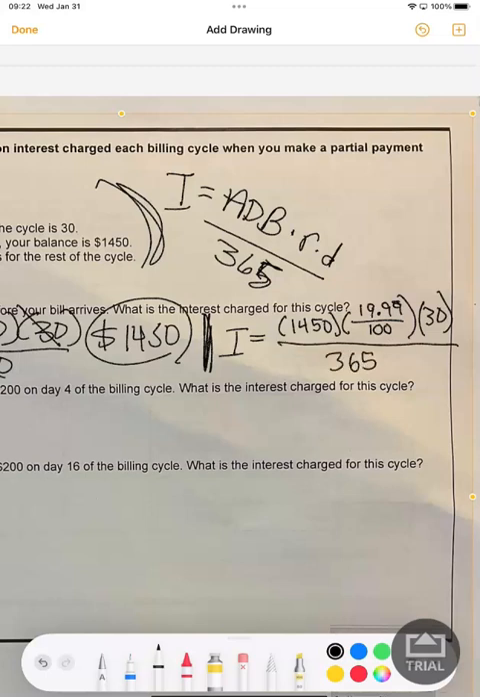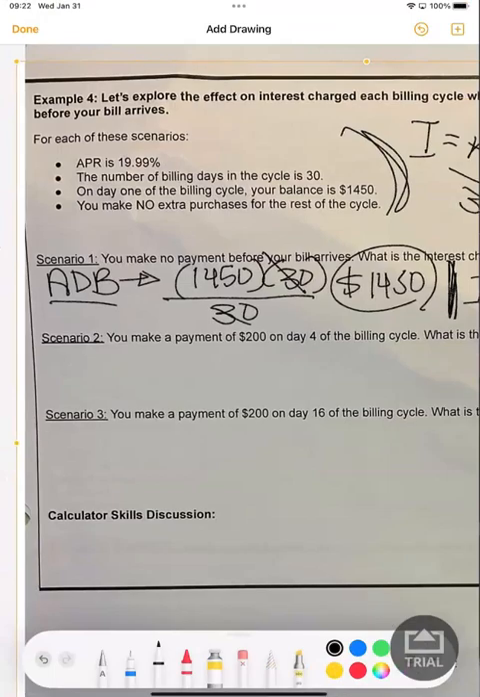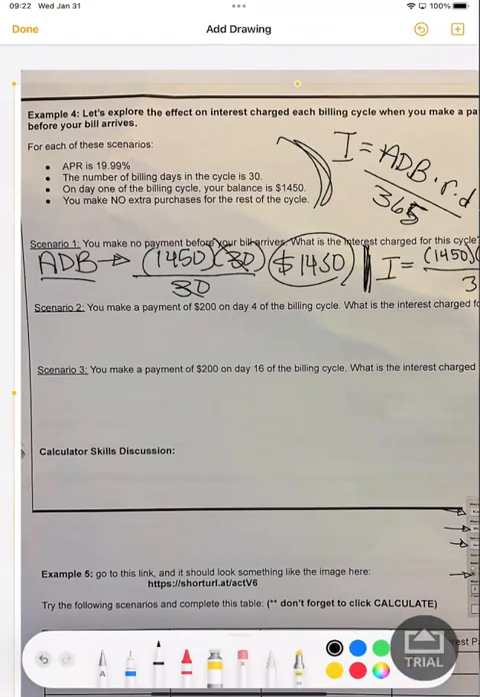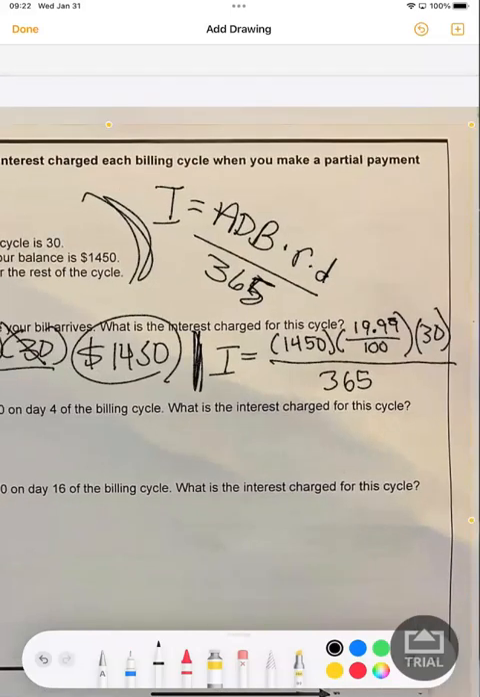So what did that give me? We did it in class. The interest on this one turned out to be $23.83. So when I finish this one over here, the interest equals $23.83. And that's the answer for number 1. So let me make a different video for 2 and 3.